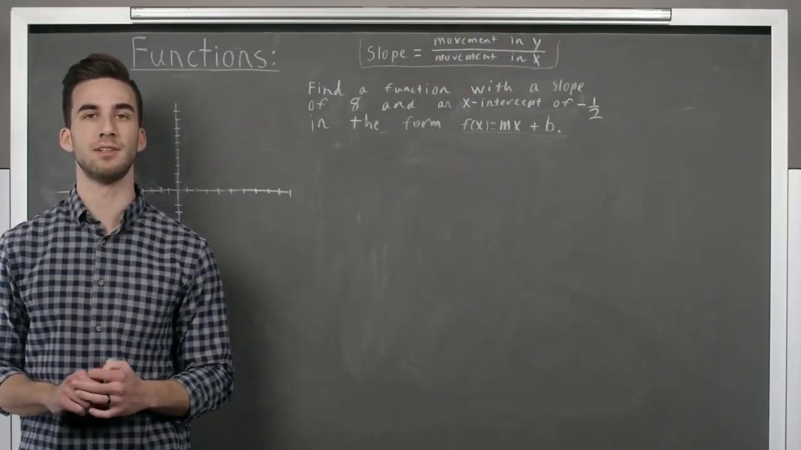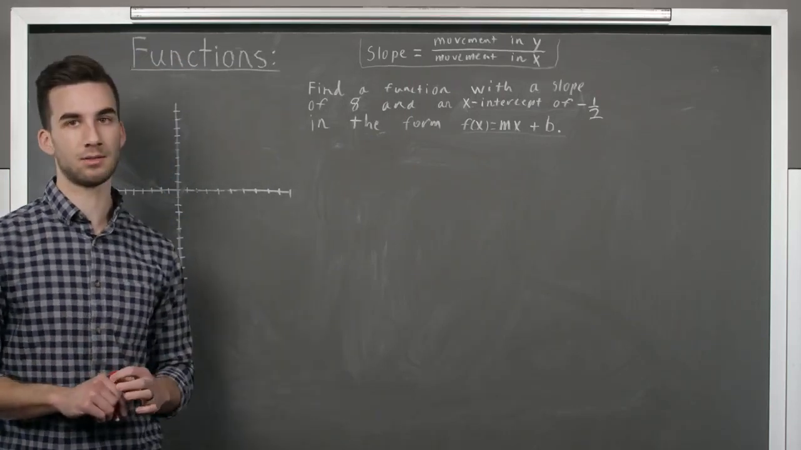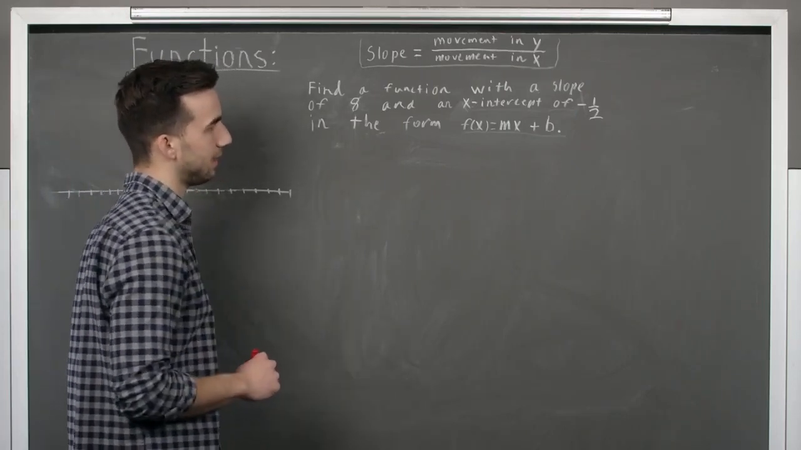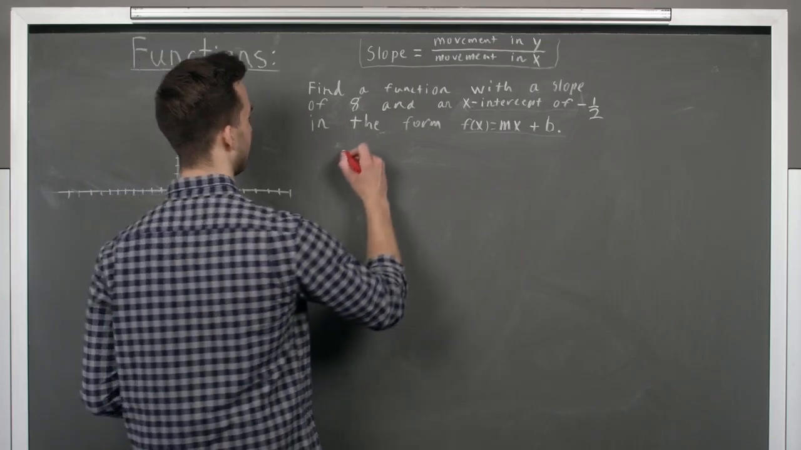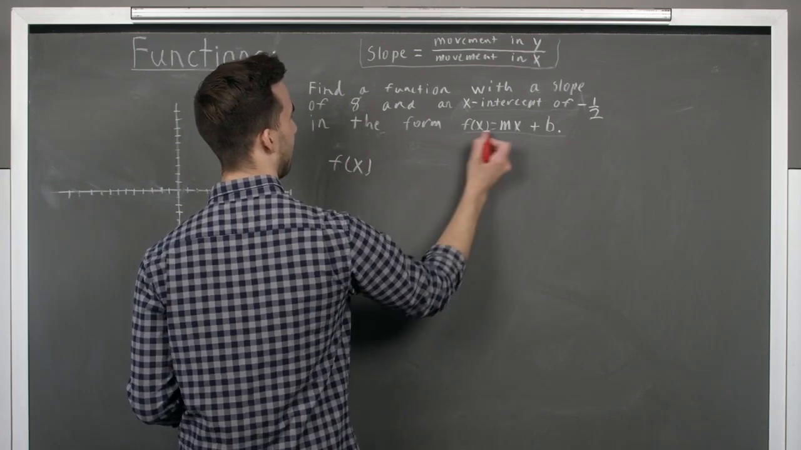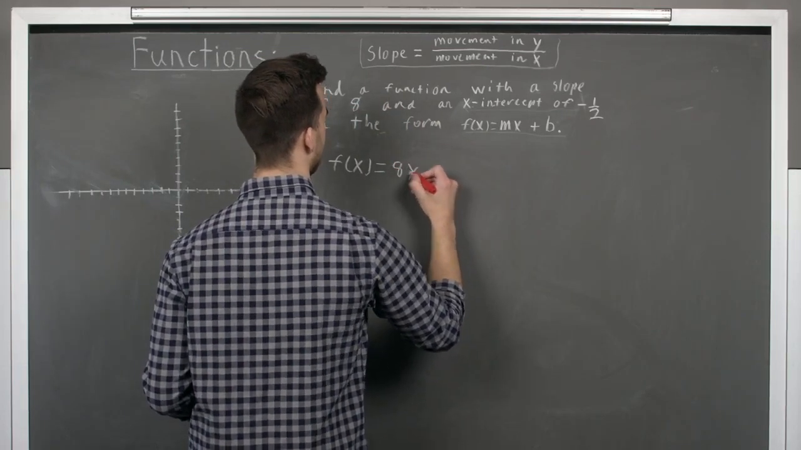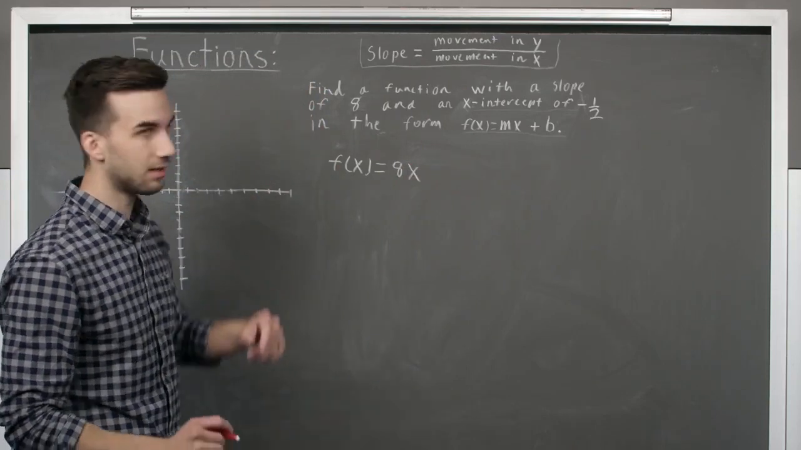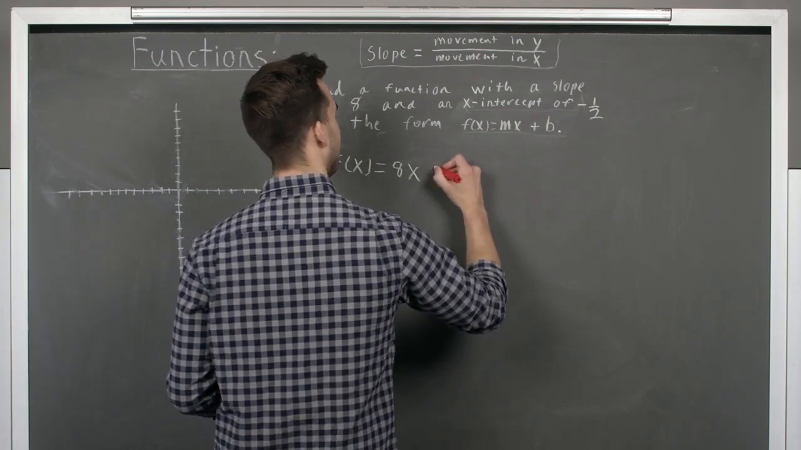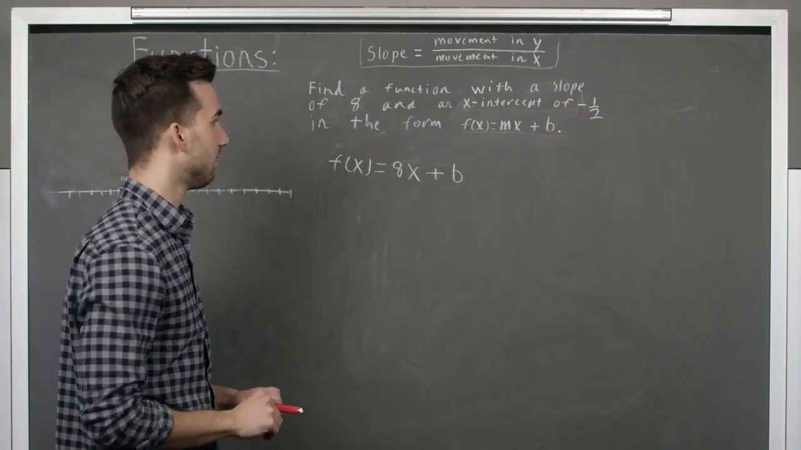So here we have a very similar problem. We're given a slope and an x-intercept, and we're asked to find a function in the form f of x equals mx plus b. So our first step, we can just write our slope as the coefficient of x, or our m value. So slope is 8. If we have 8x in our function, that part of the problem is already done. Now, to find our b value, that will give us the x-intercept of -1/2.